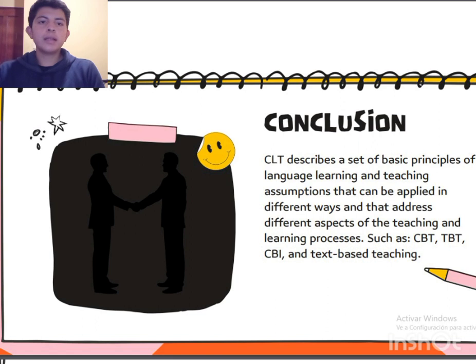And finally, we have the conclusion. Well, as a conclusion, we can say that CLT describes a set of basic principles of language learning and teaching, assumptions that can be applied in different ways and that address different aspects of the teaching and learning process, such as content-based teaching, task-based teaching, competency-based instruction, and text-based instruction. Currently, CLT depends on the teaching context, the age and level of the learners, and the learning goals.